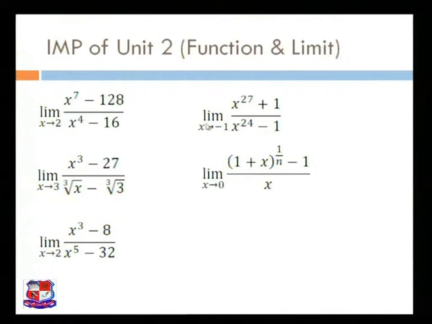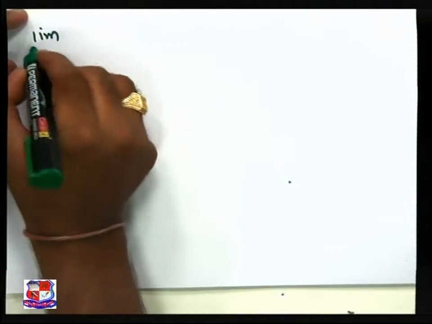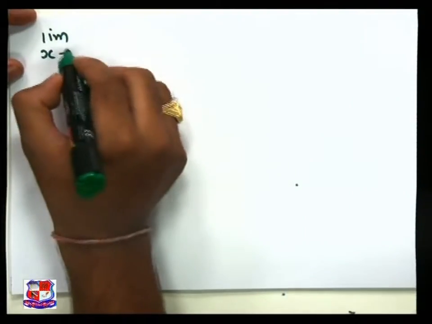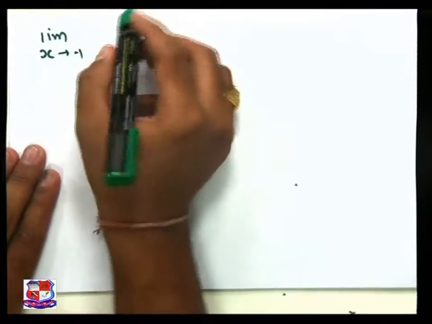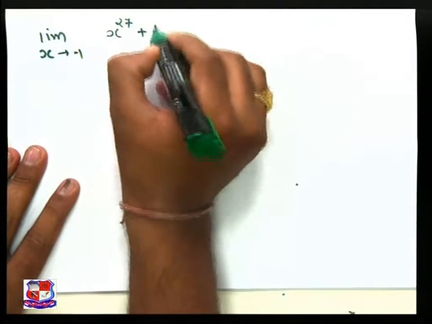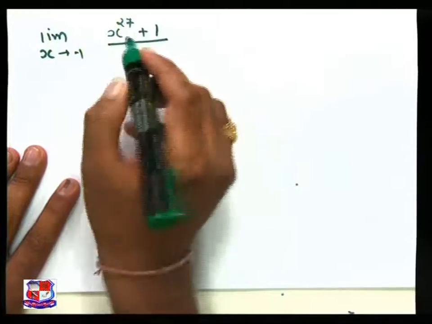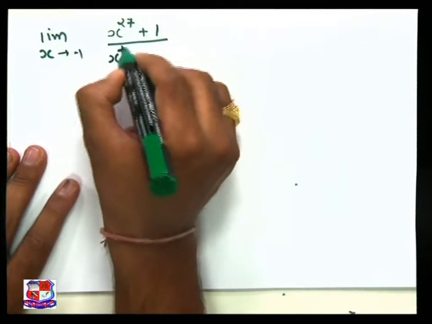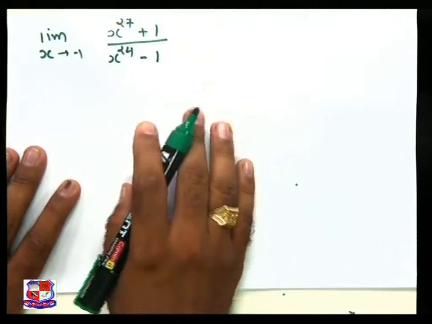Next question: limit x tends to minus 1, x raised to 27 plus 1 divided by x raised to 24 minus 1. So we write it first: limit x tends to minus 1, x raised to 27 plus 1 divided by x raised to 24 minus 1.